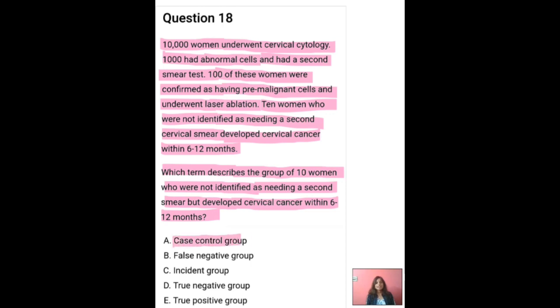Option A says case control group, B says false negative group, C says incident group, D says true negative group, and E says positive group. And the answer for the following would be B, false negative group. Because of not getting screened properly, they were suffering from cervical cancer within a span of 6 to 12 months. So there was false negative screening of this group.